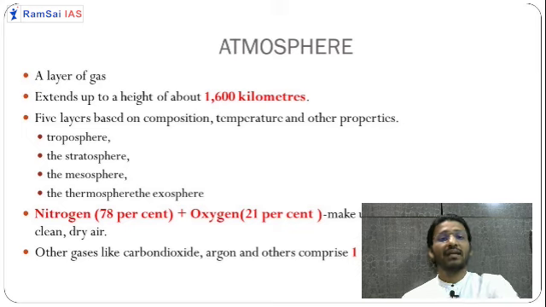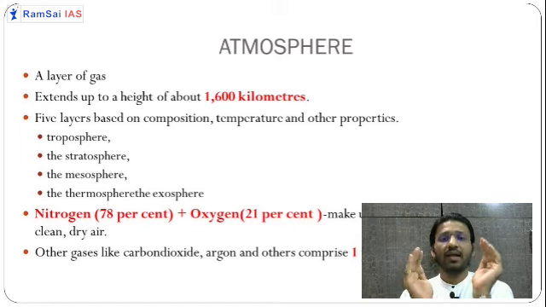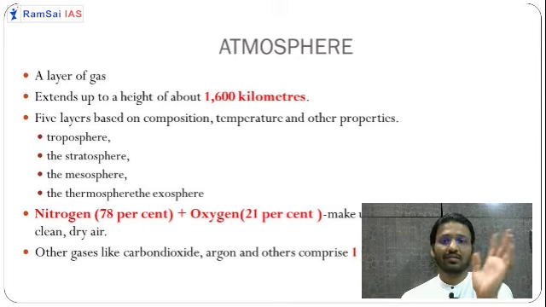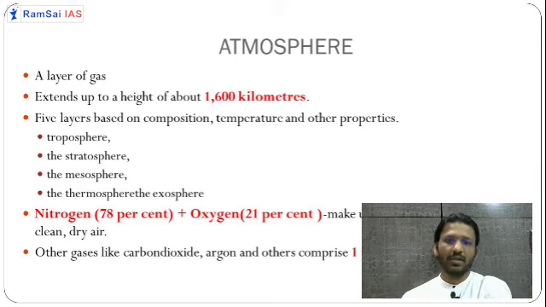Even at that level, gases exist in atomic form. A thick layer of gas exists only up to 20-30 kilometers. Beyond that, the atmospheric layer starts thinning. But there are different factors which we'll study in the upcoming chapters.